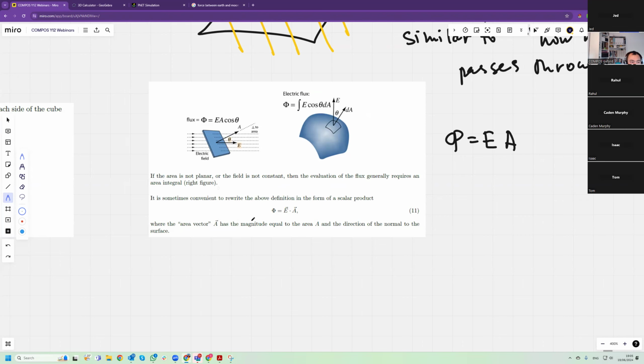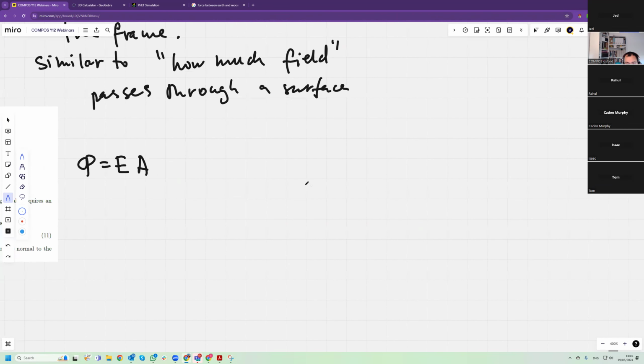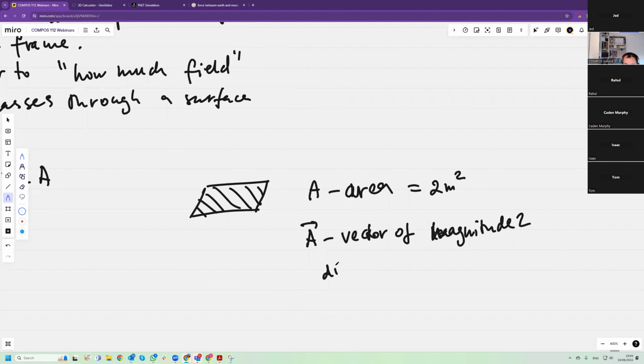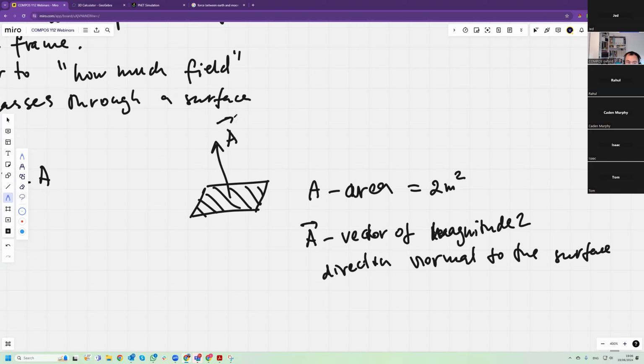So let's say you have a surface, and the area of that surface is A. You can define vector A as a vector of, well, let's say it's 2 square meters, a vector of magnitude 2, and direction normal to the surface. So it would be a vector A, and modulus A is equal to the area, which is 2 square meters in this particular case. Does that make sense?